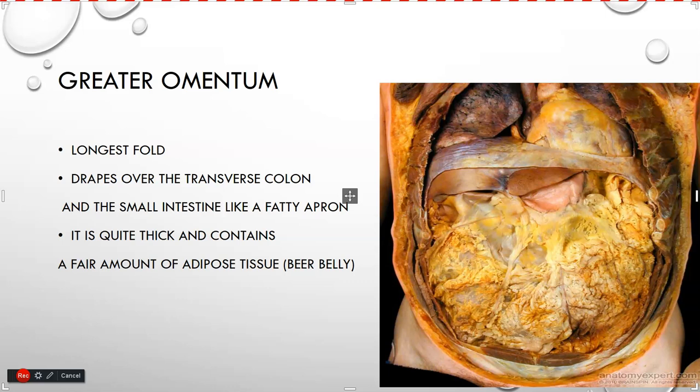It is pushing against the backside of the abdominal wall in the visceral area where the organs are. And there is so much fat in that greater omentum, it's pushing the skin out, which creates what we know as the beer belly.